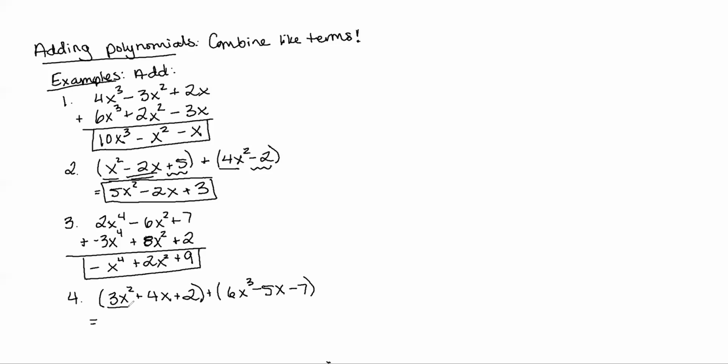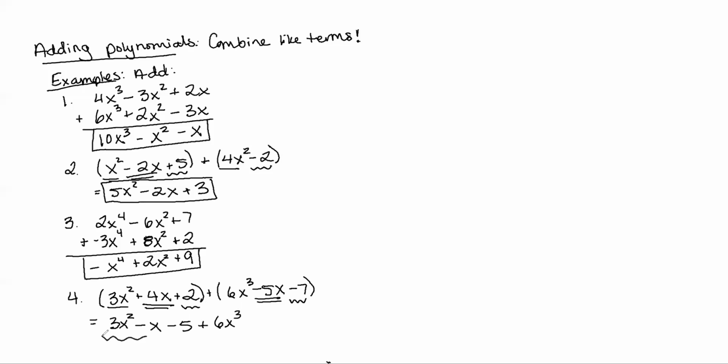We have a 3x squared, nothing to combine it with, so I'll just bring it down. 4x minus 5x is negative x. 2 minus 7 is negative 5. And the reason why I like doing these underlines is because you can see what you've combined and what you haven't. We still have a 6x cubed. We can't just leave that off of the answer. And we're adding 6x cubed, so we're going to put plus 6x cubed.